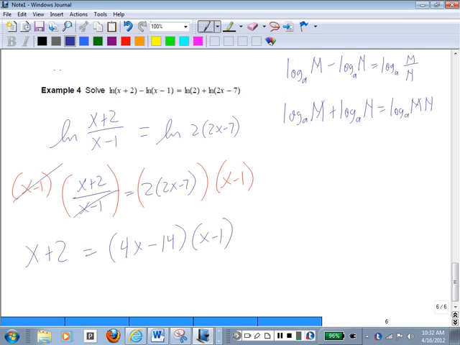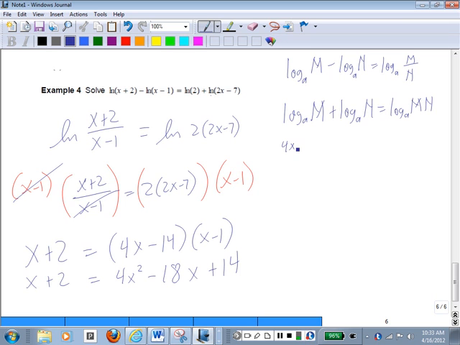This is going to be a quadratic equation. It is a quadratic equation, but to solve it, we need to simplify the right-hand side completely and then get 0 on one side. So here goes. x plus 2 equals 4x squared. We're looking at a minus 4x for the outer terms, a minus 14x for the inner terms. So I'm thinking minus 18x, and then plus 14 on the end.